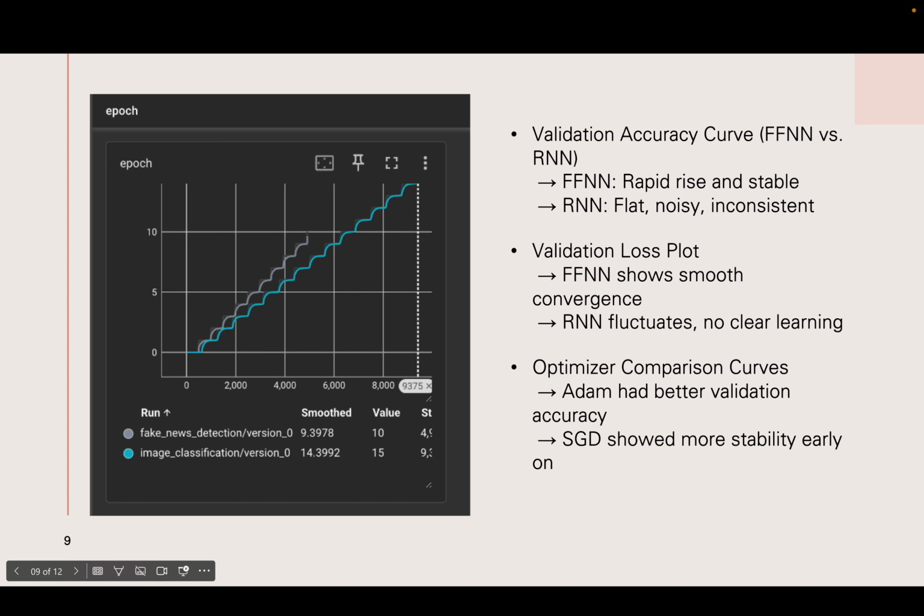Here, we are showing some of the training logs from TensorBoard comparing performance across models and optimizers. I can't show all the TensorBoard logs which I displayed over there, so I just took one screenshot. I'm going to explain this and how it performed and how this was helpful to our project. This plot shows how training progressed over time in terms of validation accuracy. The gray line represents our fake news detection model using a feed-forward neural network, whereas the blue line is from a CNN model used on a separate image classification task.